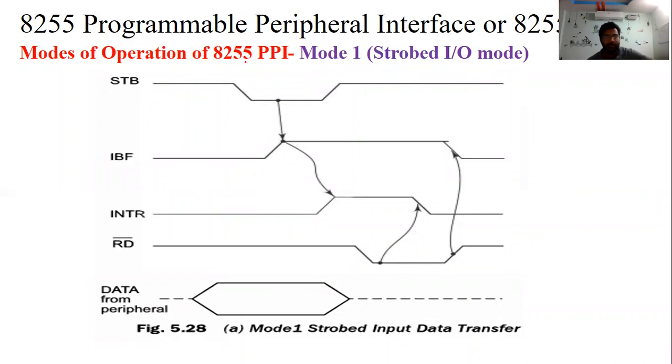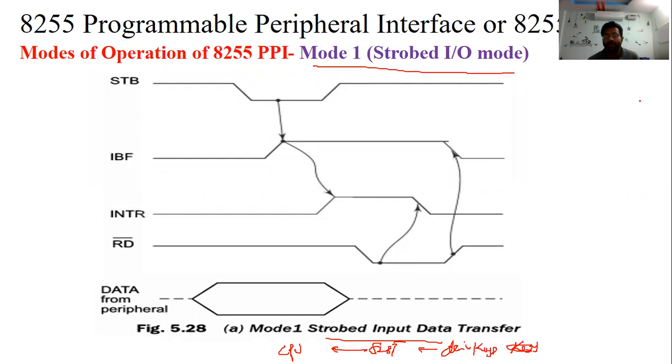This is the timing diagram of mode 1 signals. The timing diagram of input data transfer. Input data transfer means the data that is present in some device goes to the 8255 PPI and from the 8255 PPI to the CPU. The device is nothing but the keyboard.